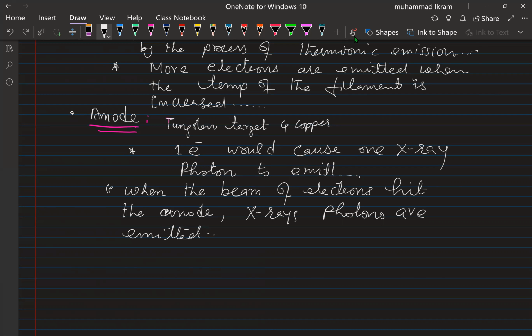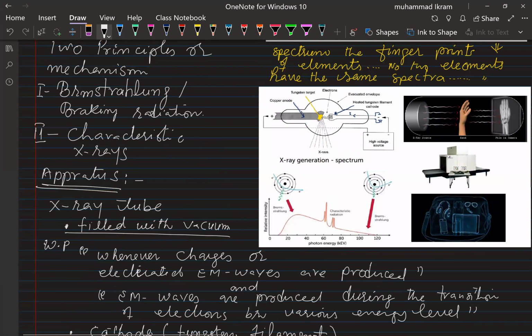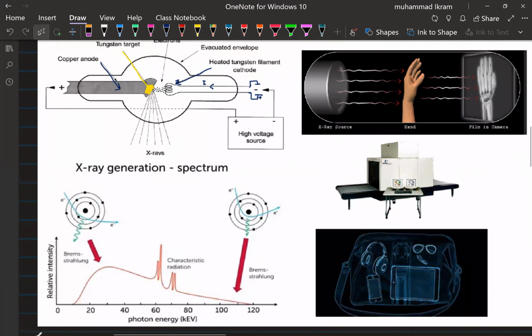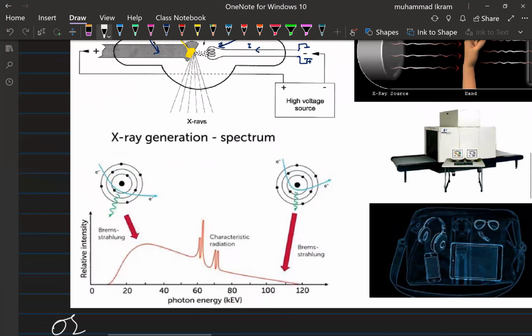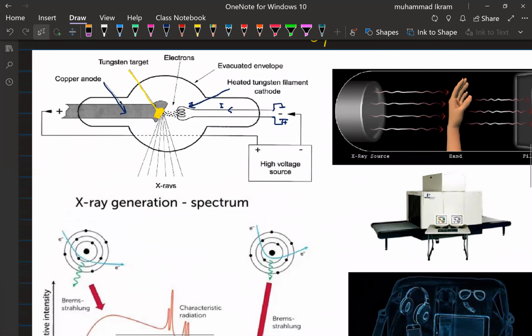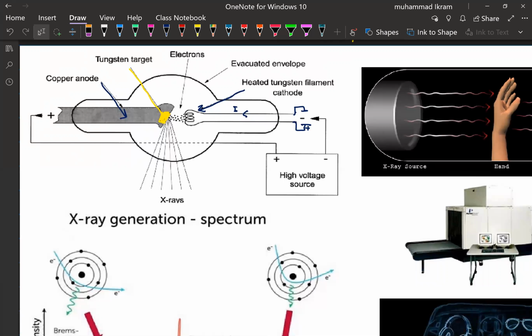Now here, I just want to explain these two processes or mechanisms. Here you see, look, the X-rays are being produced. You place your hand in the path of the X-rays, and you see your image of your hand on the film or on the screen. So now let us see what is going to happen. Let me explain to you how this has been done.